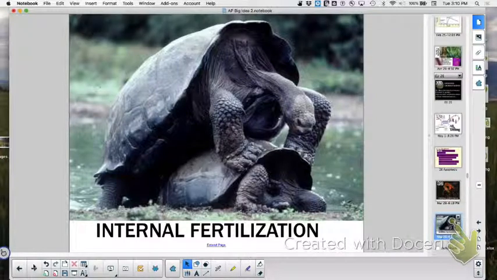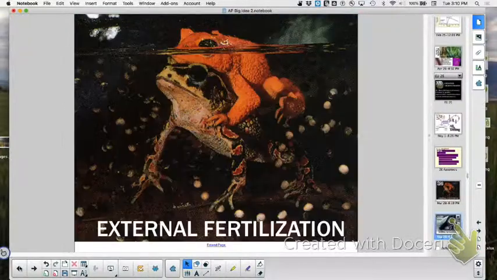You have to generate more eggs and more sperm for external fertilization. Why is that? Because it's not an enclosed environment. You have less control over that, right? Let me explain this. In external fertilization, the female is releasing eggs and the male is releasing sperm to fertilize them externally. Does that make sense? So that's external fertilization.